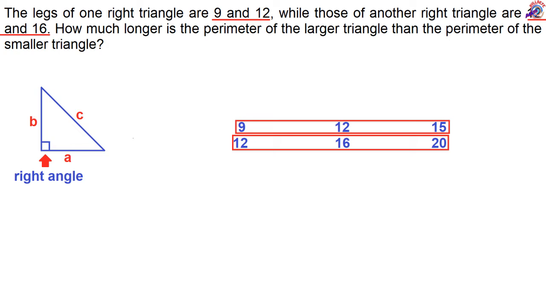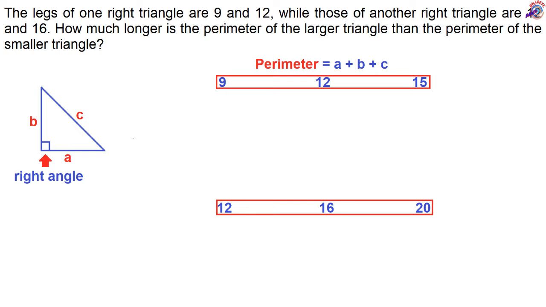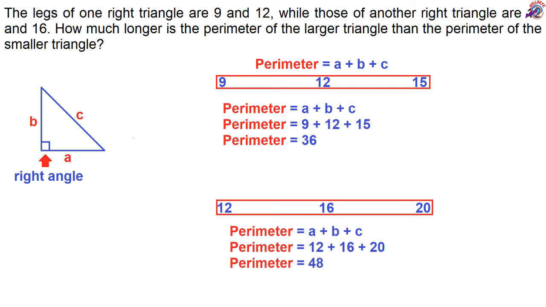But then the question is, we have to find the perimeters of the two triangles. Perimeter is just adding the measure of all the sides. If you have a square, you add four sides. If you have a pentagon, perhaps, you add 5 sides. So here, if we add 9, 12, and 15, we get 36. For 12, 16, and 20, we get 48.